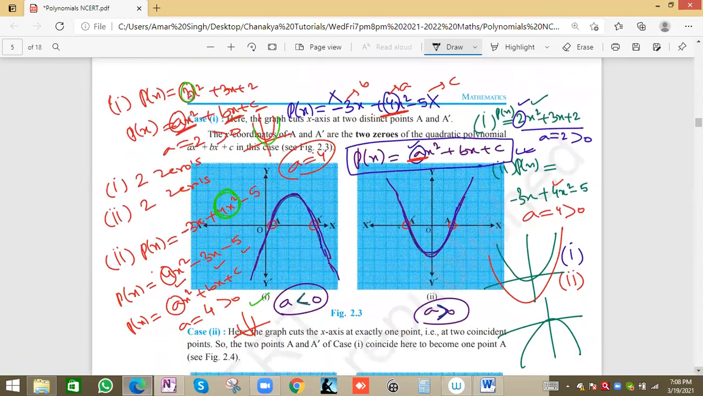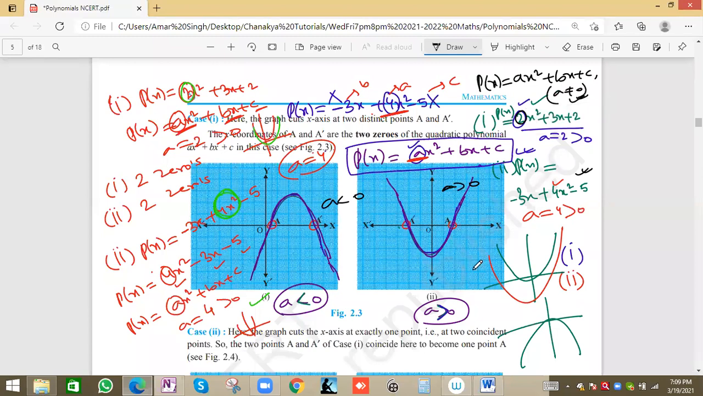Now for these two graphs, we know for this one A will be less than 0 because it's opening in the downward direction. For this one A is greater than 0, and equations are given, so we can choose the options. Like the last question in the last session, there were two equations, and we have to say whether the graph will open in the upward or downward direction. For the first one, A is positive because A is the coefficient of x square. For the quadratic polynomial p(x) equals A x square plus Bx plus C, A is not equal to 0 always.